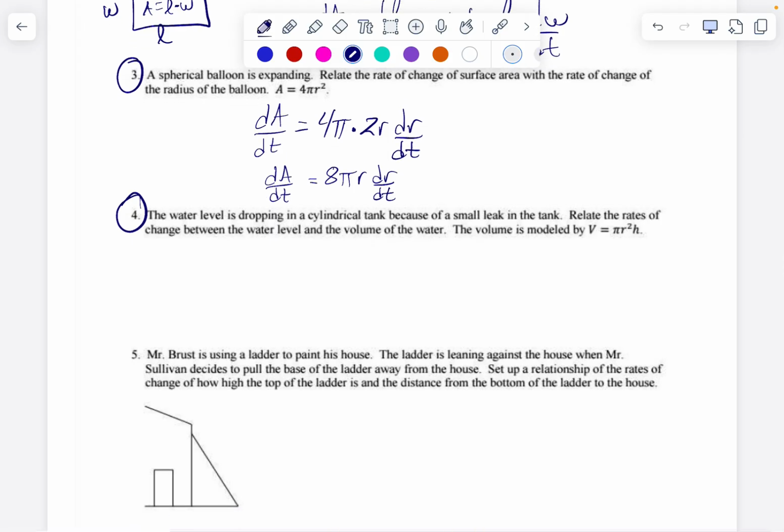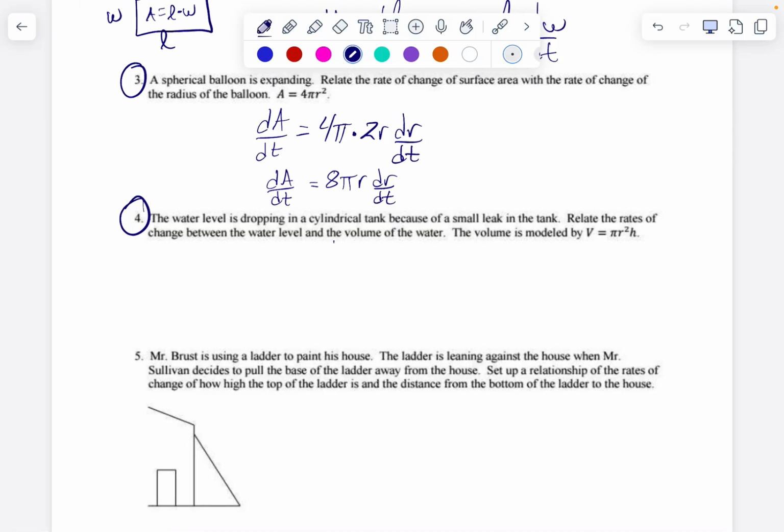All right, cylindrical tank. It says relate the rates of change between the water level and the volume. So dV/dt equals... by the way, it says cylindrical tank, which means what is true about the radius? It's a constant, right? So do we need to take the derivative of the radius for a cylinder? No. If it's a different shape, then yeah, potentially we do. So pi r squared is a constant. And then we have dH/dt.